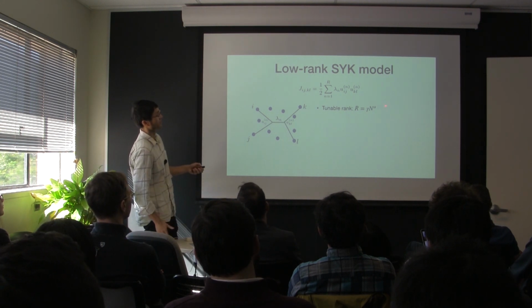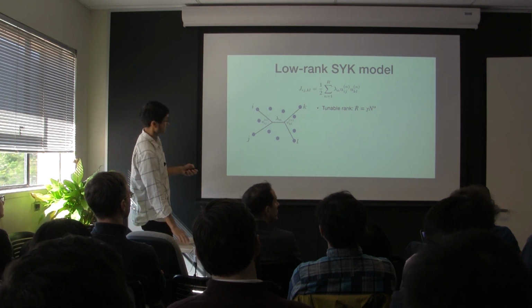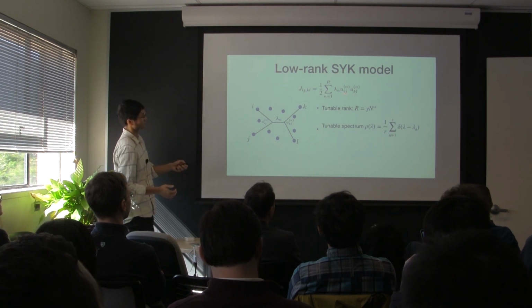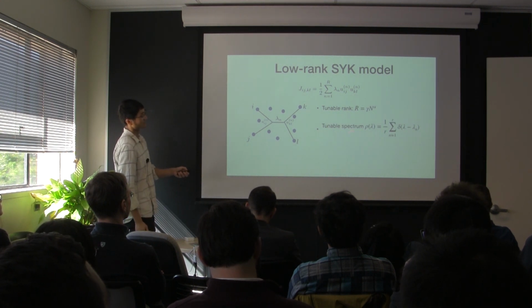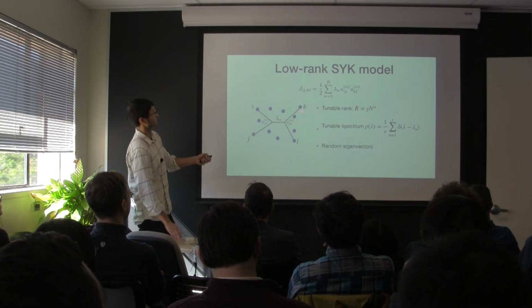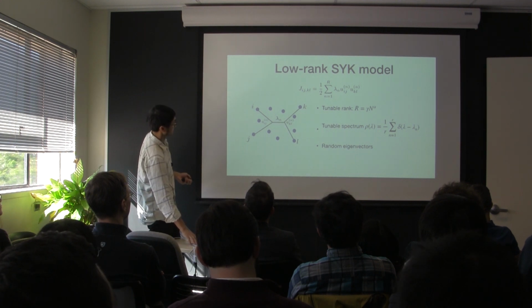So here there's an alpha which tells you how it scales with the system size, and there's also a prefactor. Now you can also tune the spectrum, given by the lambda n's, to any distribution that you like. Finally, the angle vectors are random.